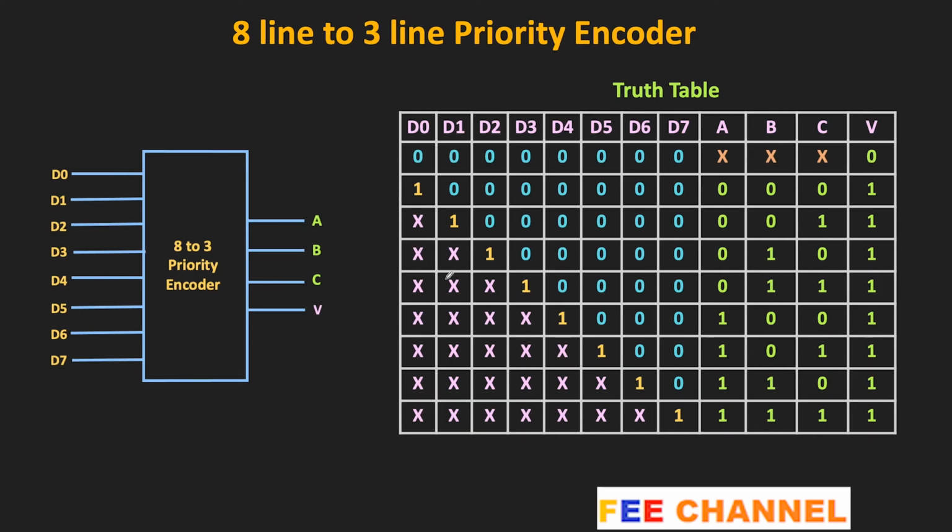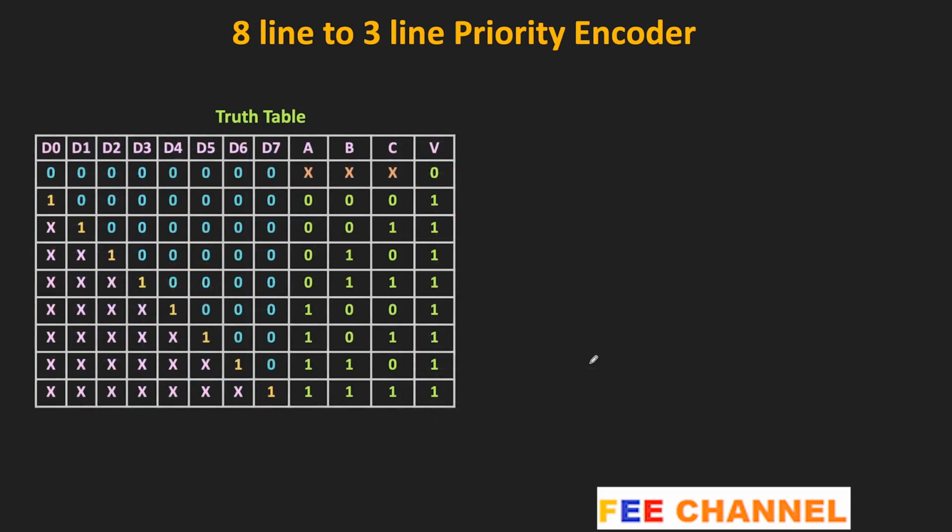So based on this truth table, we can also find the logic circuit of this priority encoder. First, let us find the expression of this output A. If you want to skip this portion, then you can directly go to the next chapter.